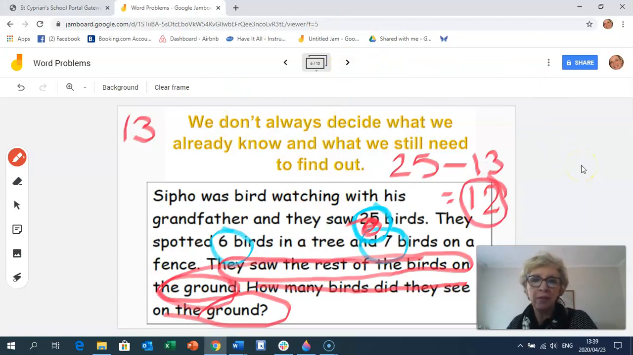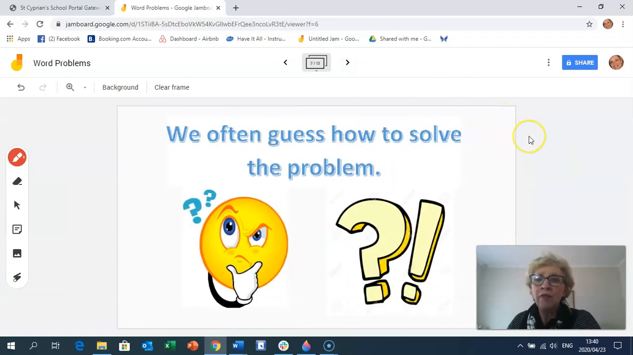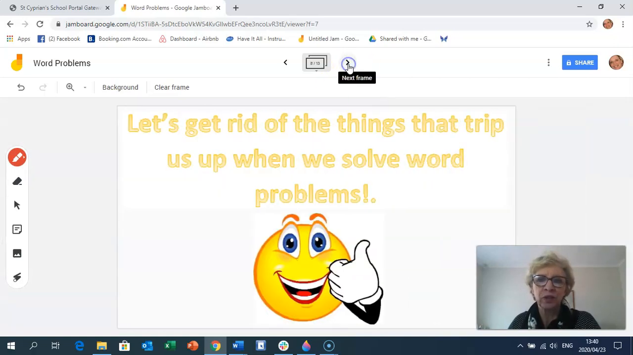I draw over my word problem because I've got to decide, what do I know already? What have they told me? And what do I still have to find out? And once I got to that level, I can start to attempt to problem solve, guys. We often guess how to solve a problem. How many times have you been in a situation like that? Not just maths, but there's a question to answer, and you think to yourself, I actually have no idea what to do. I'm just going to guess and hope that it comes right. And that doesn't make us feel good about what we're doing.